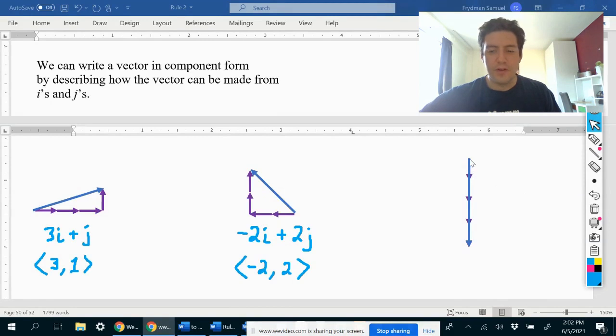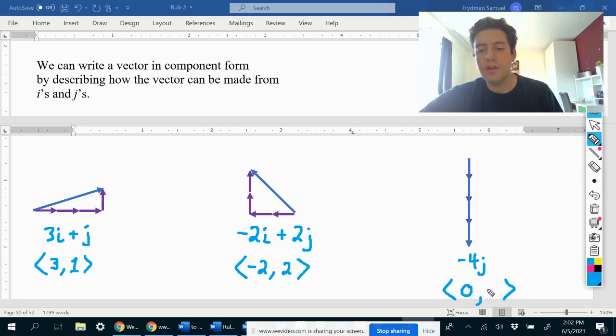The breakdown for this vector is that there are no horizontal vectors at all, and the vertical vectors are pointing downwards. So this would simply be negative 4j. We can see that we have 4 vertical vectors pointing down, no horizontal vectors. Using the angle bracket notation, it would be 0, negative 4.